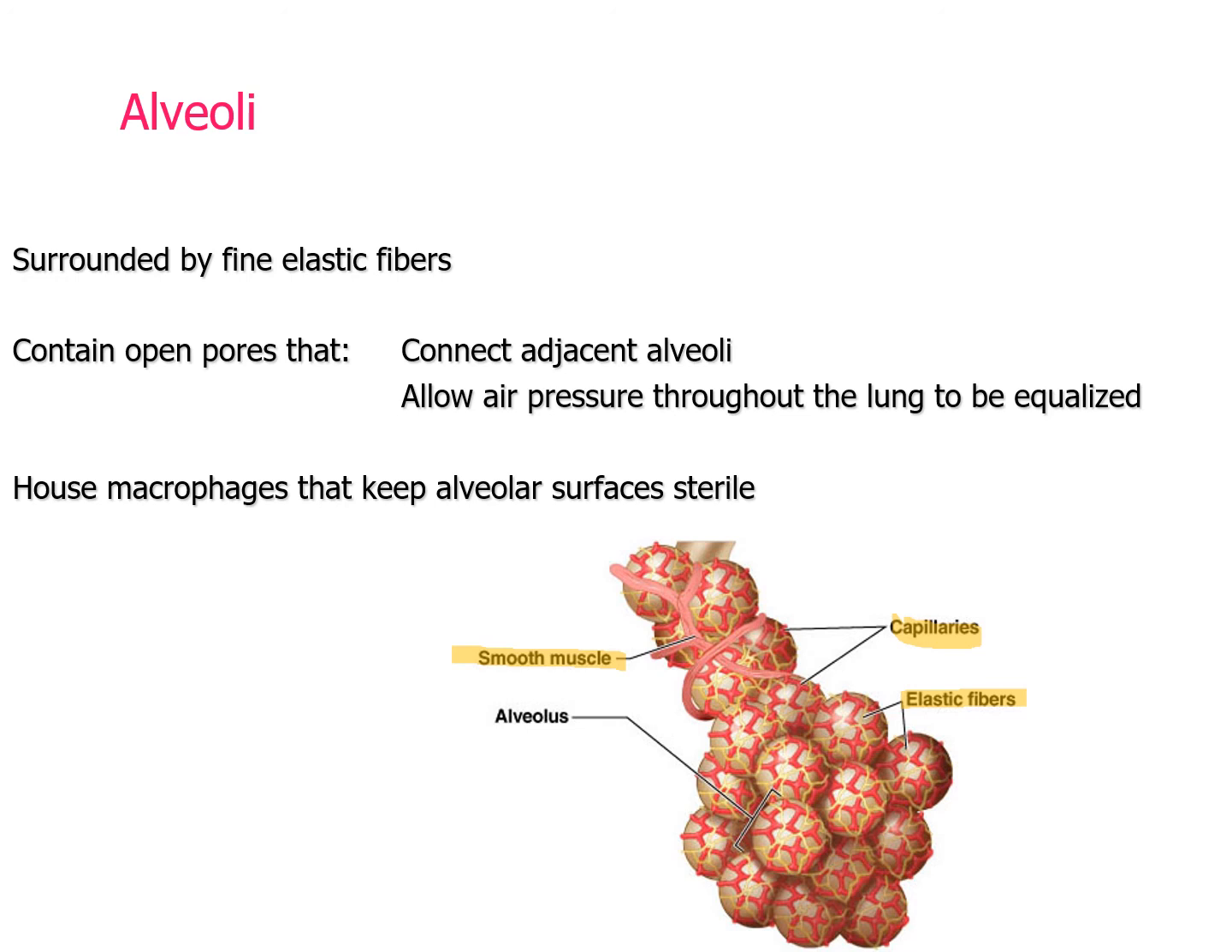There are lots of pores in between, connecting adjacent alveoli, so the pressure is equal throughout the lungs if everything's normal. And inside the alveolar space, you have macrophages that are there to help keep the surface sterile, killing any bacteria that may have gotten in there or happen to be able to divide, so that you don't get infections.